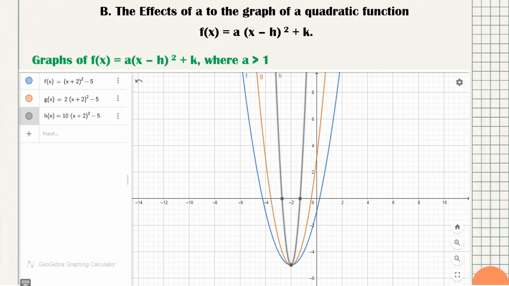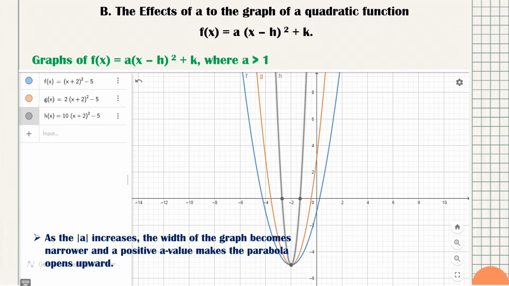So for the first equation, our a is equal to 1. For the second equation, our a is equal to 2. And for the third equation, our a is equal to 10. So from the graph, we can conclude that as the absolute value of a increases, the width of the graph becomes narrower, and a positive a value makes the parabola open upward.